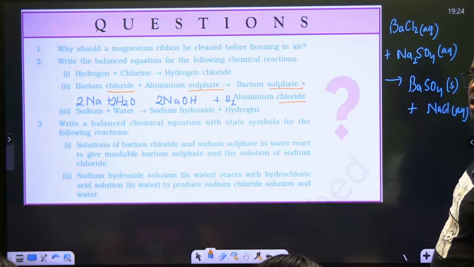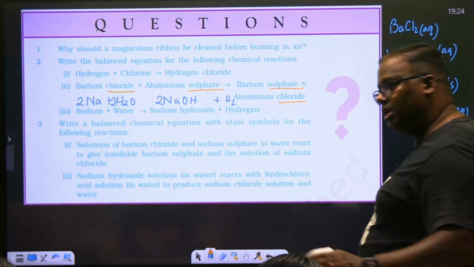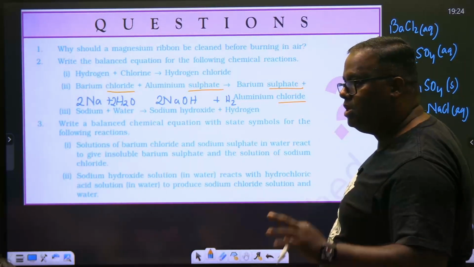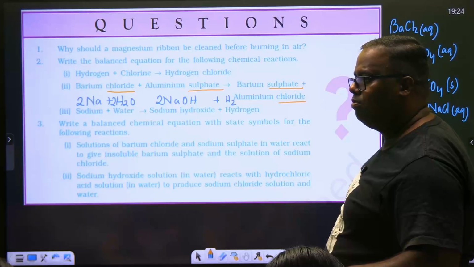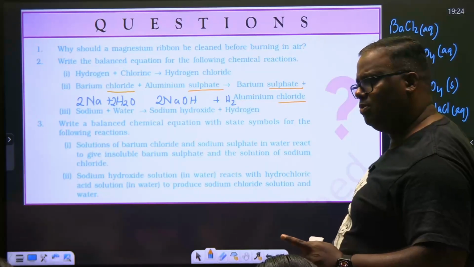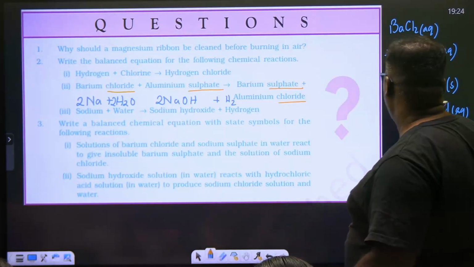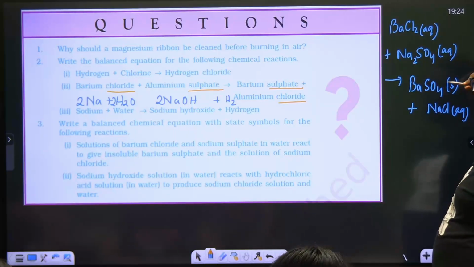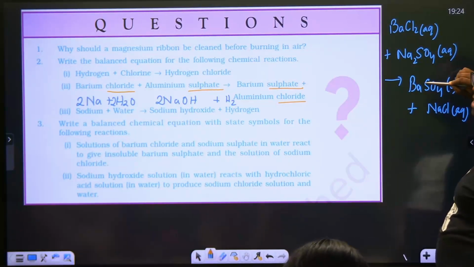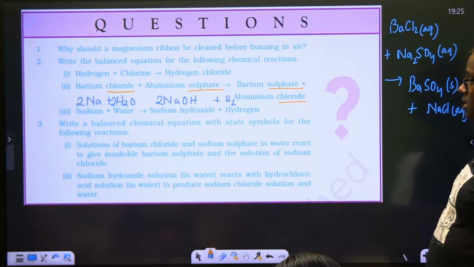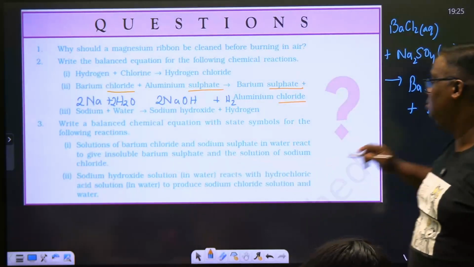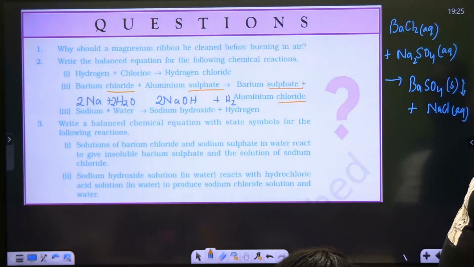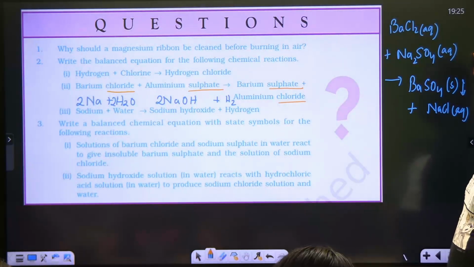Yes or no? Hang on. Very nice question. How do we know that it will be BaSO4? SO4 is always 2 minus. Barium comes from group 2, so Ba2 plus. And it will be solid because they have written that it's insoluble, and you will put an arrow down to show that this is a precipitate. Is it balanced?